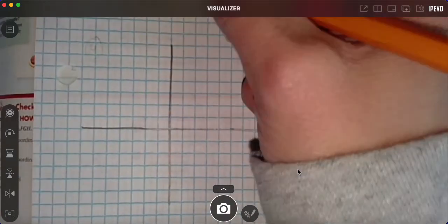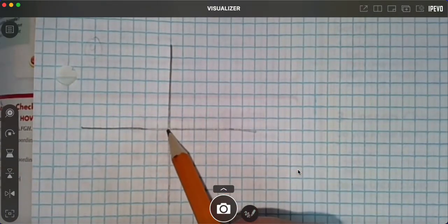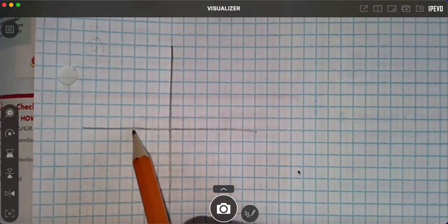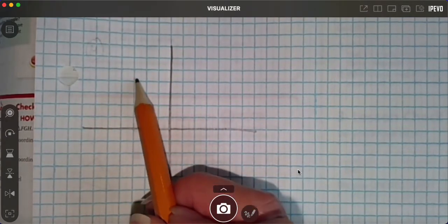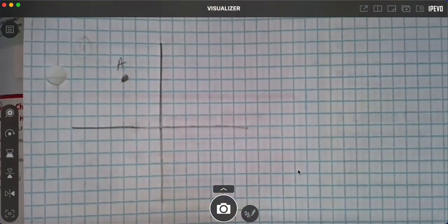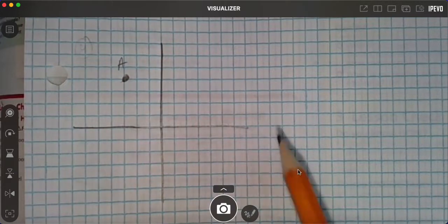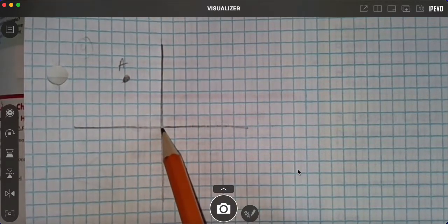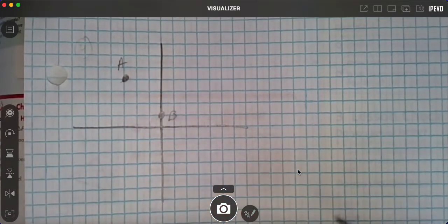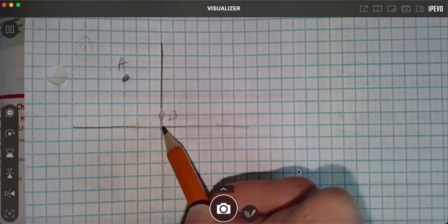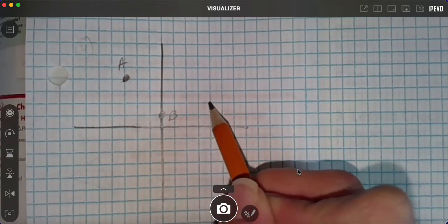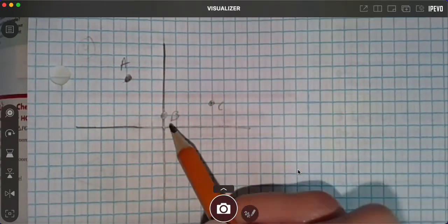If you don't know, it was -3, 4. Does everybody know how to plot points? I hope so. -3, 1, 2, 3, 4. 1, 2, 3, 4. That's point A. I'm just going to label it. Then they told me point B is 0, 1. So I don't go anywhere, left or right, and then I go up 1. And I would label that point B. Then it says that C is 4, 2. 1, 2, 3, 4, and up 2. Does everybody see my triangle?